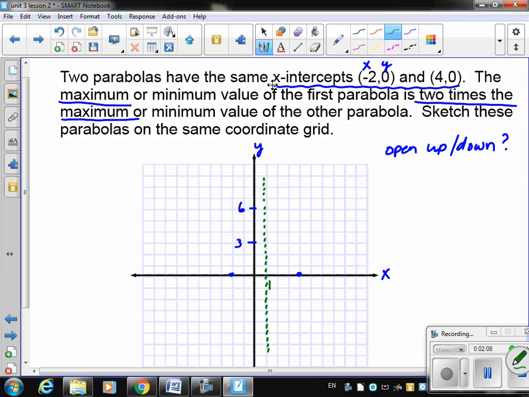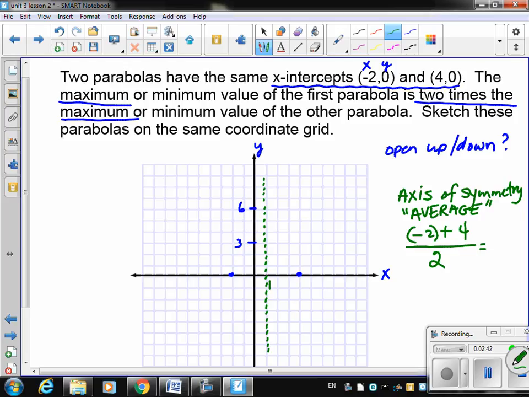Now I can see that really clearly on my graph, but another way to find that axis of symmetry line is to look at the two values, -2 and 4, and average them. So what is the average, or the middle, of -2 and 4? If we didn't happen to have a graph, I would add those two numbers together and divide by how many things I have, which is 2. So I have negative 2 plus 4 is 2. 2 divided by 2 is 1.